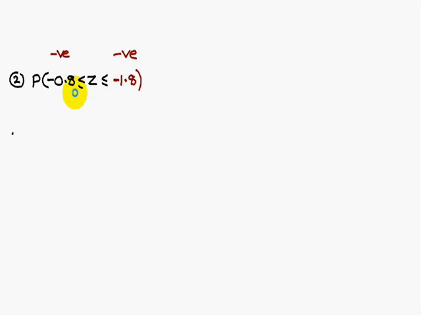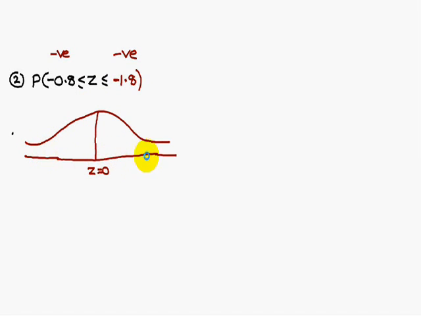Now consider another problem, probability of minus 1.8 less than or equal to z less than or equal to minus 0.8. Both are negative values. Always consider a bell shaped curve. This is the z is equal to 0 line. Minus 0.8 we represent here and minus 1.8 line here. Which area do you have to find out? Let us consider this shaded part.